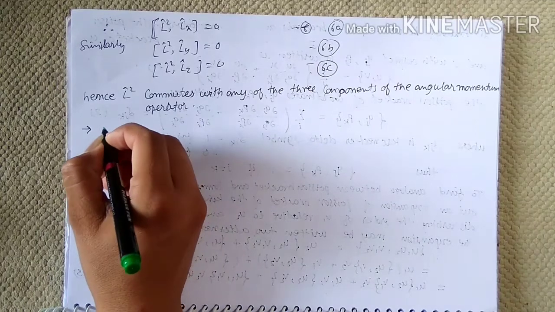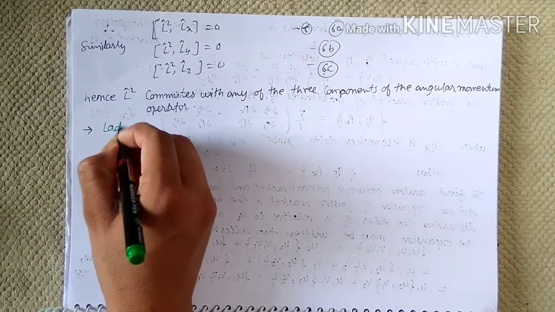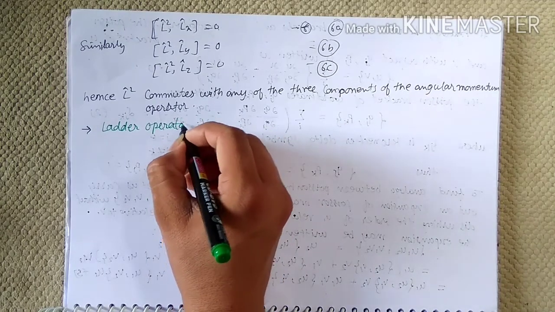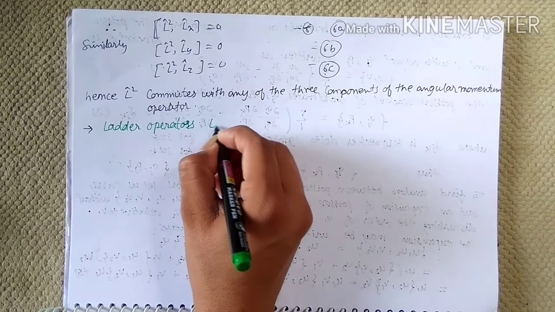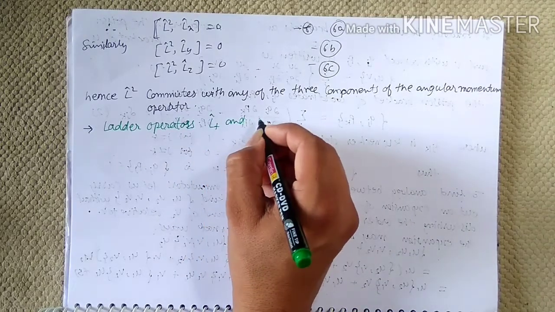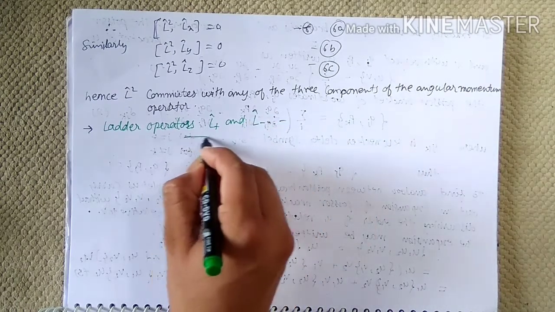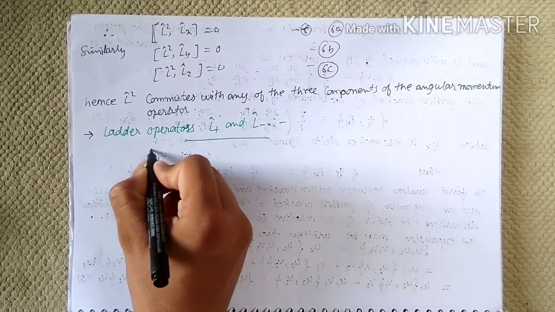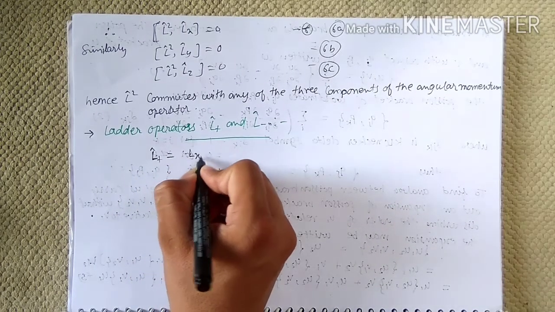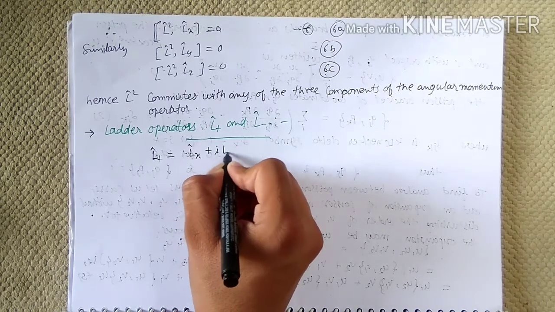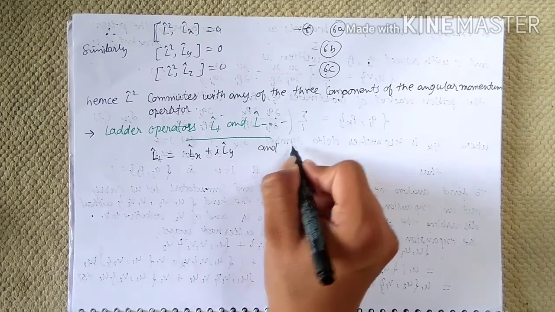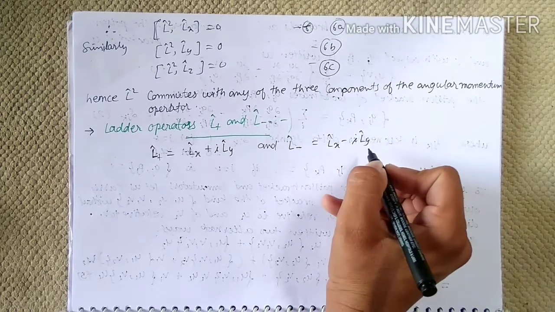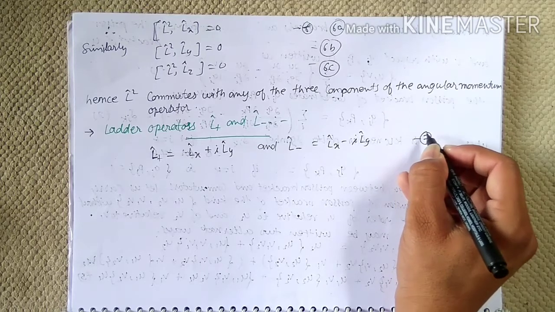The next topic is the ladder operators, L plus and L minus. The L plus operator is equal to Lx plus iota Ly, and the L minus operator is equal to Lx minus iota Ly. Equation number 7.